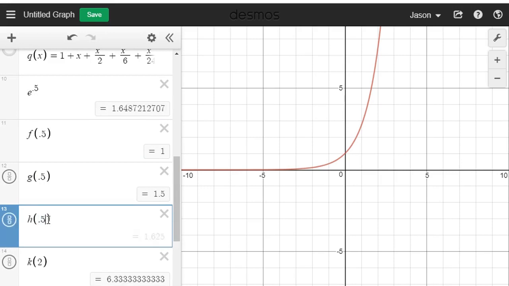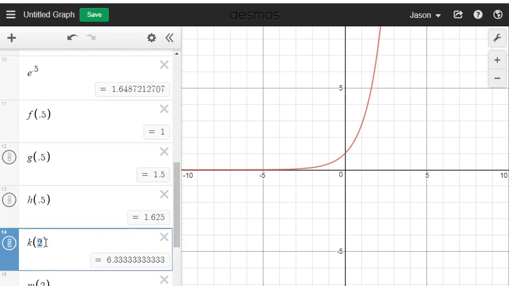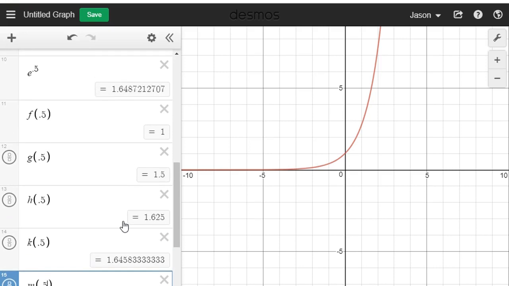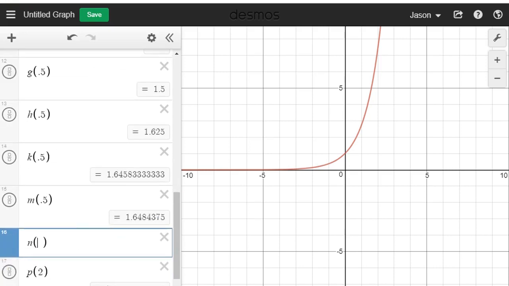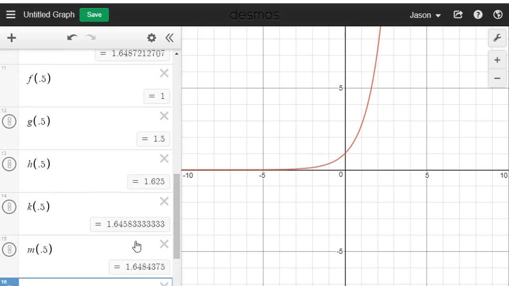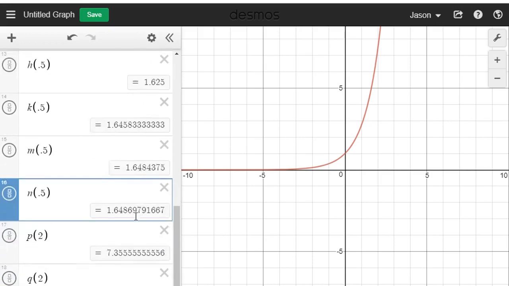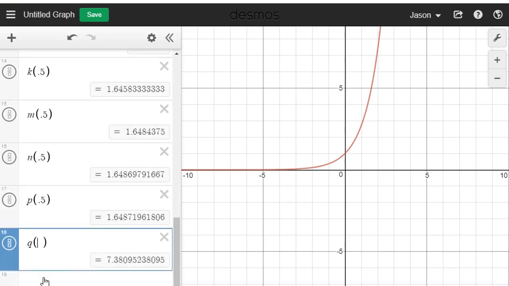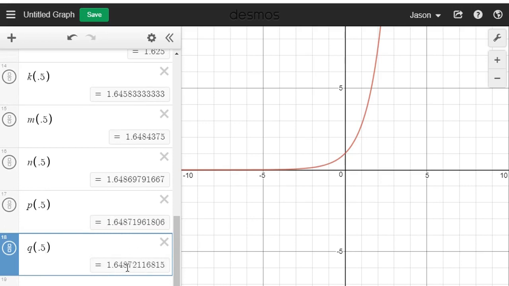So e of 0.5, this is going to get really close to 1.64 really fast. And notice by k, which is our 3rd degree Taylor polynomial here, we are very close. We're within 100th already. And then once we get to our 4th degree Taylor polynomial, we are within 1,000th. And then our 6th degree Taylor polynomial, or 5th degree, I forget what it is, we are very, very, very close. 1.648, it's basically 7. And on, this gets even closer, where we have very little error.